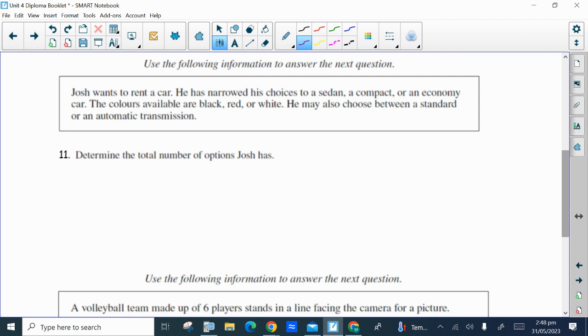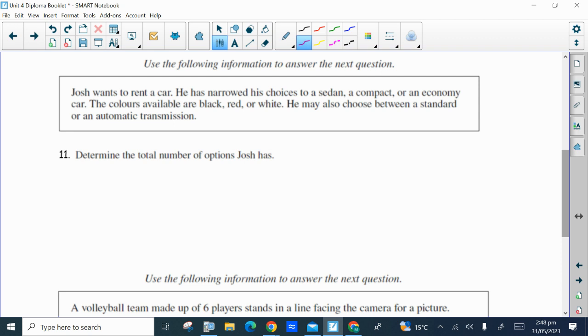Josh wants to rent a car. He has narrowed his choice to a sedan, a compact, or an economy car. The colors available are black, red, or white. He may also choose between standard or automatic transmission. What are the total number of options that Josh has?